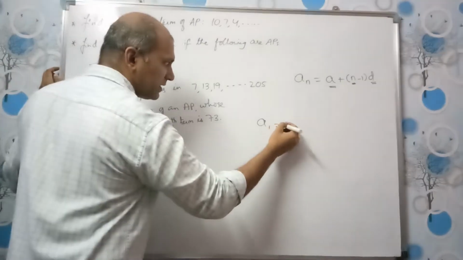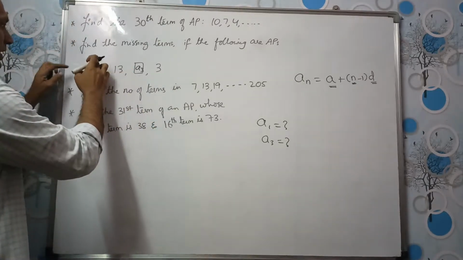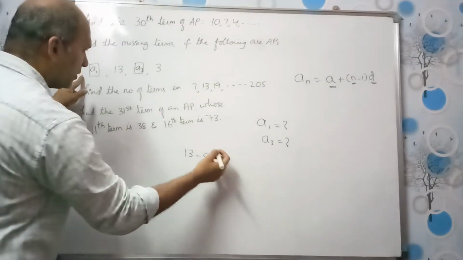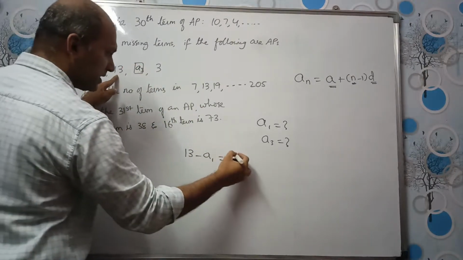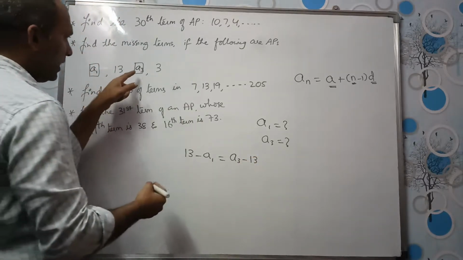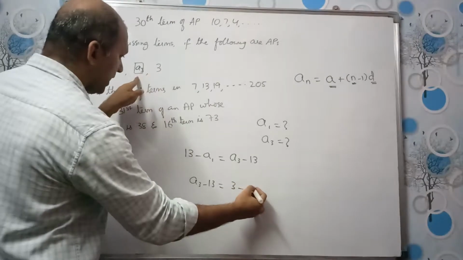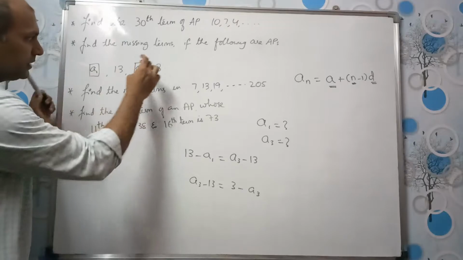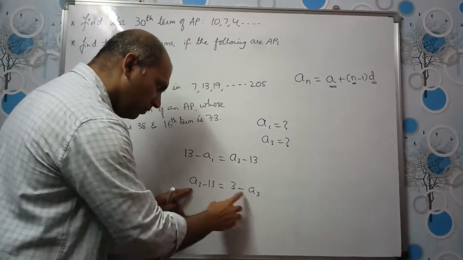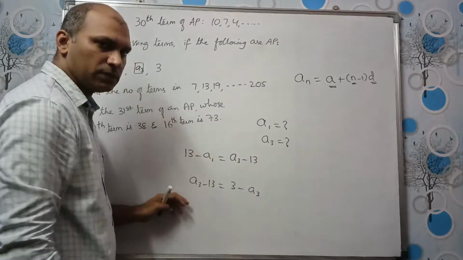Okay, A1 is equal to how much and A3 is equal to how much? 13 minus A1, see, the difference should be same. So 13 minus A1 should be equal to A3 minus 13, right? And this A3 minus 13 should be equal to 3 minus A3, right? See, 3 minus A3 should be equal to A3 minus 13. So from here we can find the value of A3, and substitute that A3 here, we will get A1 also.